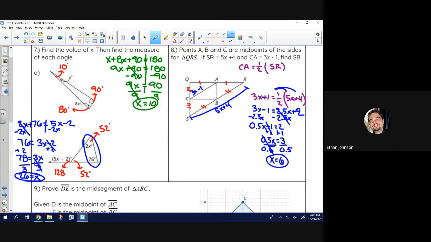So we know that CA is equal to half of SR, which in other words, then CA is the same length as SB. So what I'm going to do, SB is equal to 3 times X minus 1. So 3 times 6 is 18, minus 1 is 17. Now you could have plugged the 6 into the SR, the 5 times x plus 4, or 5 times 6 plus 4 gets you 34. And then divide that answer by 2 to get the half.